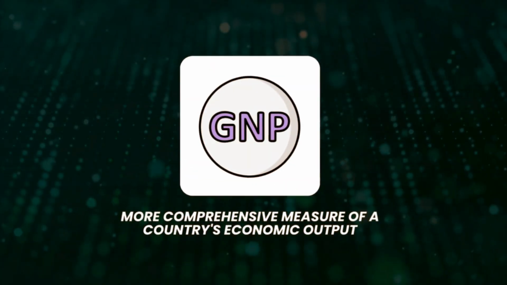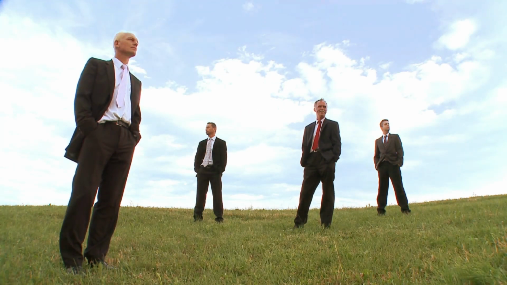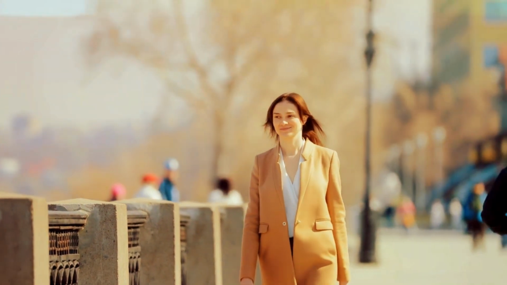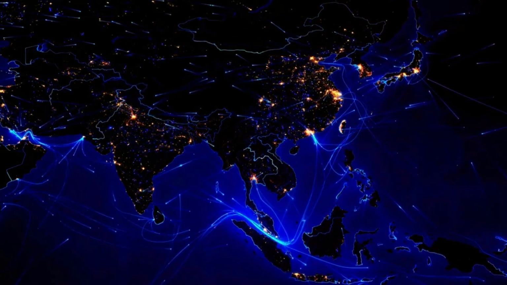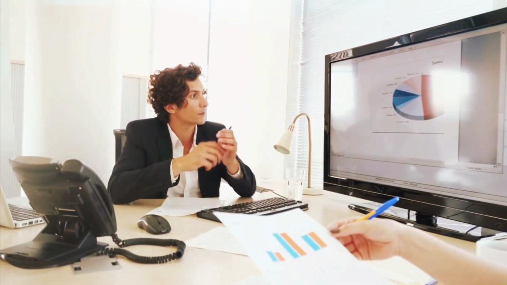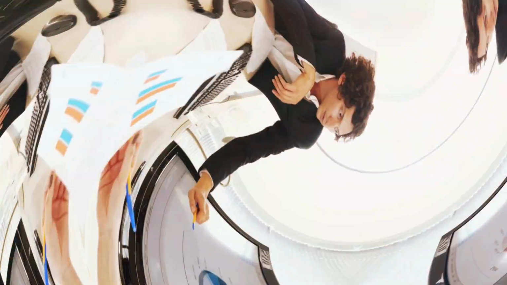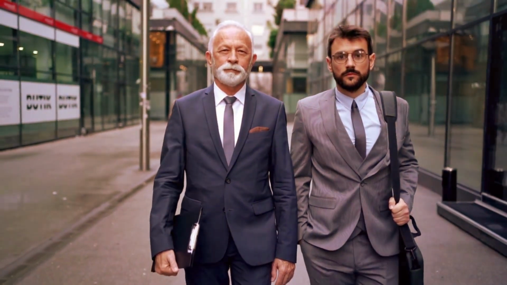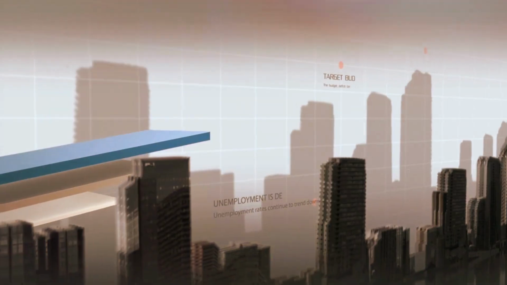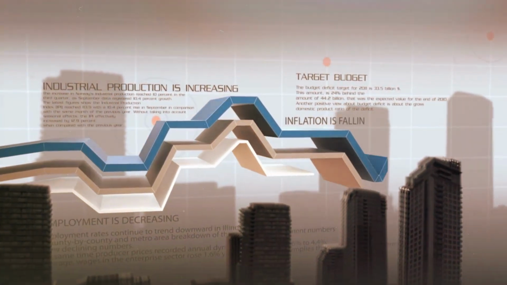On the other hand, GNP provides a more comprehensive measure of a country's economic output, as it includes the economic activity of a country's citizens, regardless of where they are located. This means that GNP can be a more accurate measure of a country's economic performance, particularly in cases where a significant portion of a country's population lives abroad. By including the income earned by a country's citizens from their work abroad, GNP provides a more complete picture of a country's economic activity and can be a more useful tool for policymakers and economists.